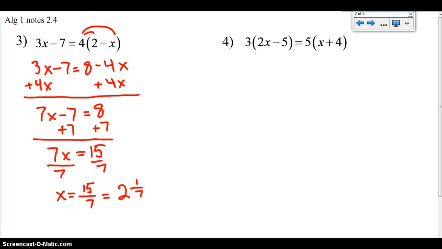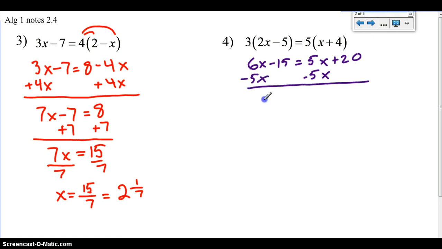Alright, let's take a look at number 4. This time we're going to need to distribute on both sides of the equation. So here we go, 6x minus 15 equals 5x plus 20. So again, distributed on both sides. I like the idea of moving the variable to the left. Again, though, we do have that option. We could have moved the variable to the right.